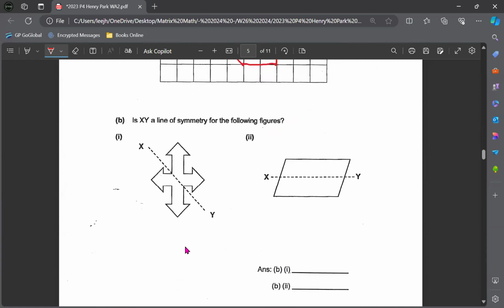Question B. Is XY a line of symmetry for the following figure? You can just write a yes or a no as the answer. So is this a line of symmetry? No, definitely. See, these 2 sides are not equal. So you write no here. This one, don't be tricked. It is not symmetric at all, because if you fold into half, the two shapes are not equal. So no as well. Okay.